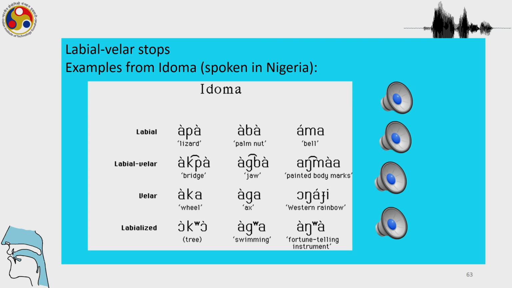We can see the symbol used for the labial velar: we use this diacritic to show that it's one sound which is both labial and velar. As you can see in the text here, one velar sound and one labial sound are put together by a diacritic on top.